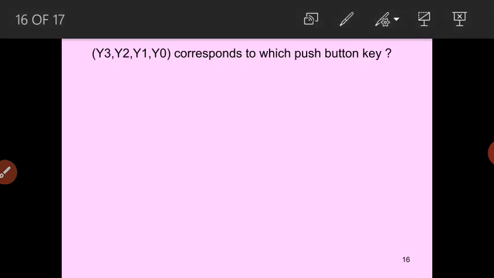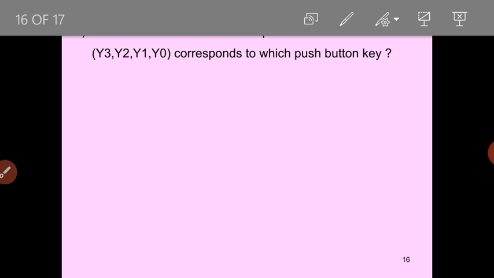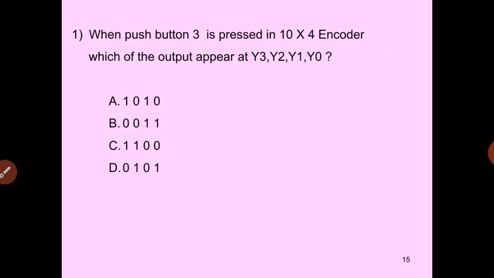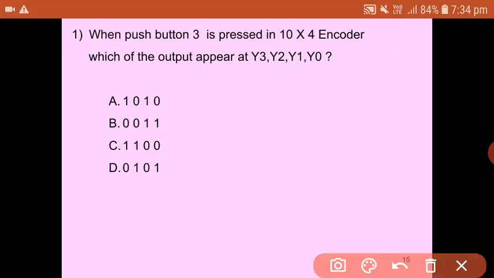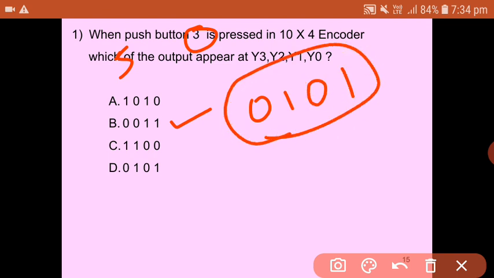As I told earlier, this is the explanation. When push button 3 is pressed, its corresponding output will be 0011. For example, if push button 5 is pressed, then what will be the answer? It will be 0101, because 0101 is the BCD equivalent for decimal 5.